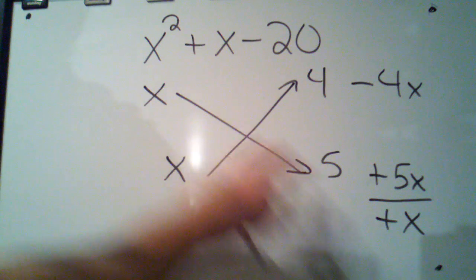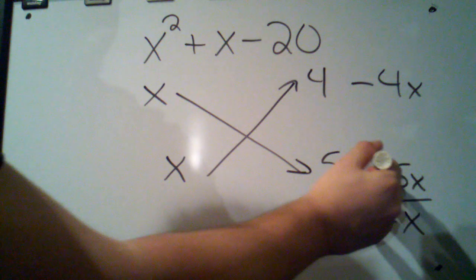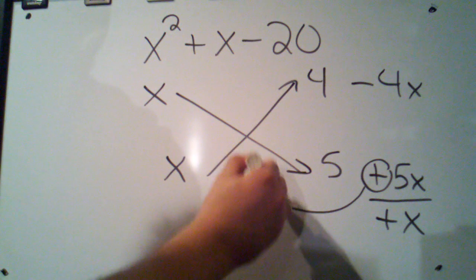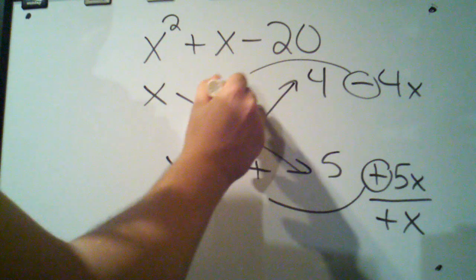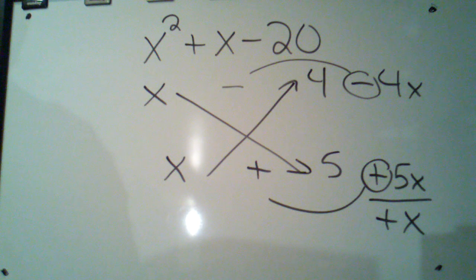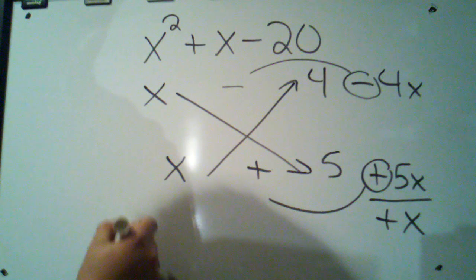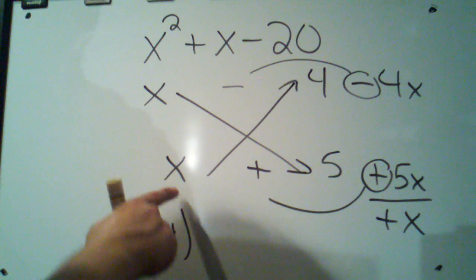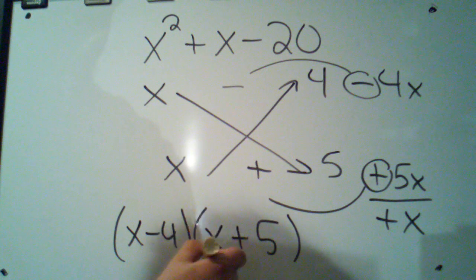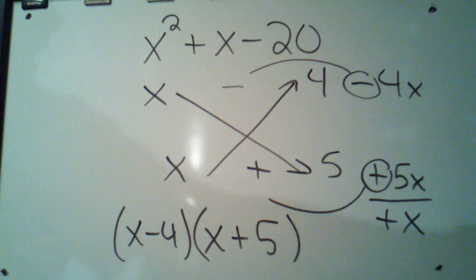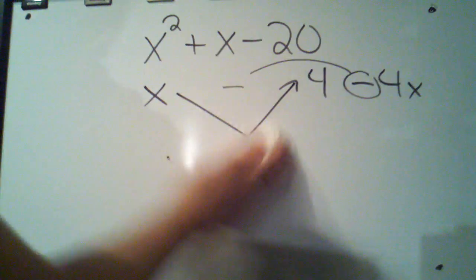Now that this matches this, I know that my two signs are right. And I can take this plus sign and write it in right here. And I can take this minus sign and write it in right there. So my trinomial now factors to be x minus 4 times x plus 5. I'm going to show you another problem using the exact same method so we can get the hang of it.